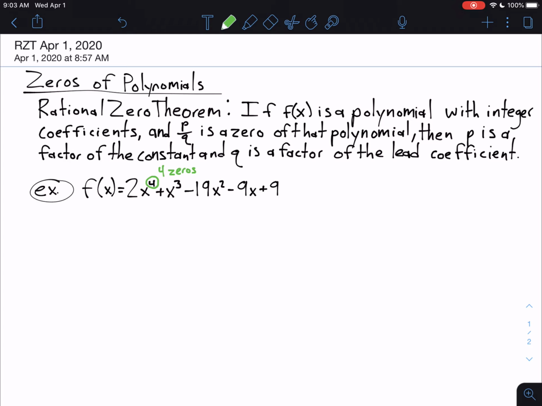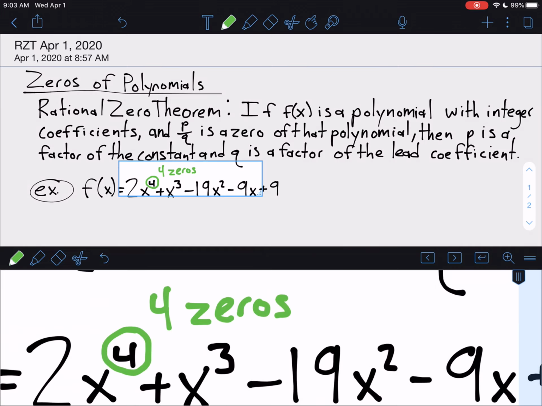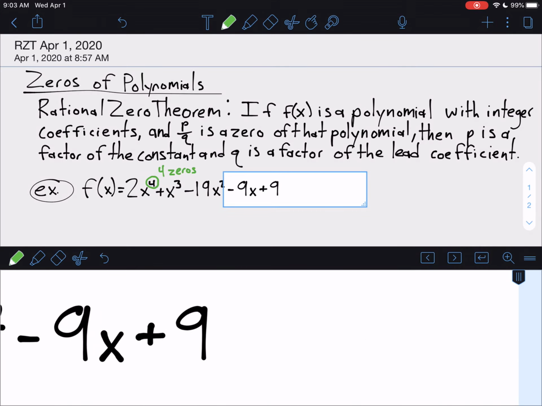And now let's break down the rational zero theorem. It says I have my polynomial f of x with integer coefficients. It does have integer coefficients because it has 2, 1 x to the third, negative 19x squared, negative 9x, and 9. P over q is the zero of that polynomial. Well, I don't know what the zeros are yet, but I'll take their word for it. And p is a factor of the constant, and q is a factor of the lead coefficient.